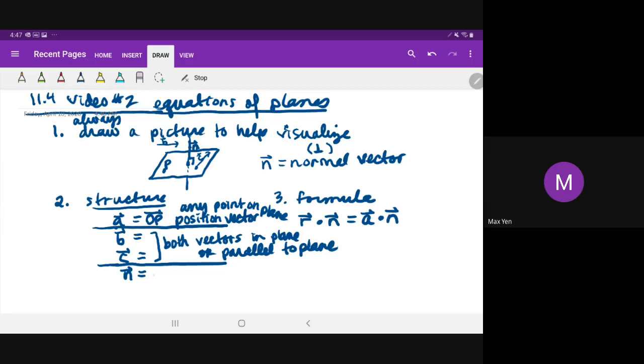Okay, so N is normal. Well, I won't put normal. I'm going to put perpendicular, right? So perpendicular to the plane.